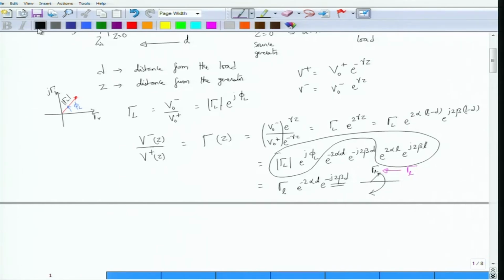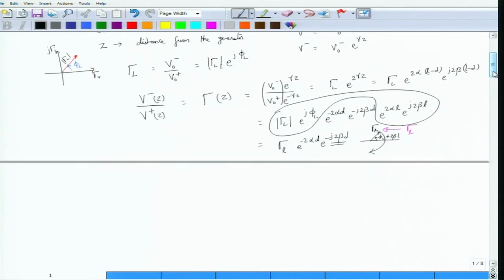So with this gamma l, which is already making an angle of phi L plus 2 beta l, and has an amplitude of gamma L into e to the power 2 alpha l, this angle it's already making, and then you move this one away. Now suppose you assume that the line is lossless. Suppose we assume that the line is lossless, then what happens to gamma of d?